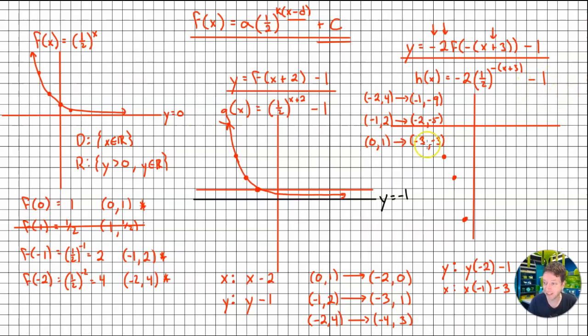So again, we subtracted 1, so the asymptote has moved down 1 to the y equals negative 1 asymptote. So our graph is going to come down like this. It's going to keep going forever. And it's going to come up, but not cross the asymptote. Just like that. Or somewhat. That's the best curve I could draw.